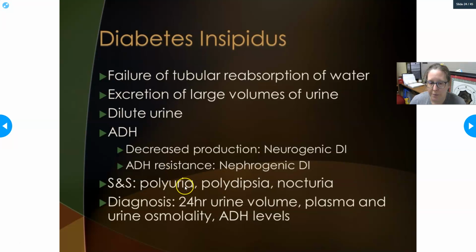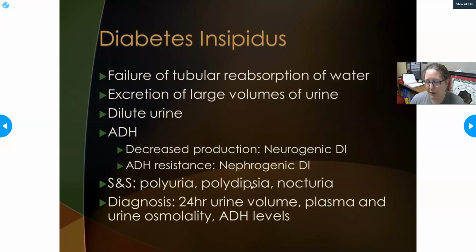So, producing large amounts of very dilute urine, being really thirsty, and having to go to the bathroom all the time at night. Some of these you can see are the same as for type 2 diabetes, or for diabetes in general, diabetes mellitus. This is because the root word, diabetes, for both of these is a Greek word that means siphon, and so both of them have the same, if you will, siphoning symptoms where they're drinking a lot and peeing a lot, and that's the origin of that.